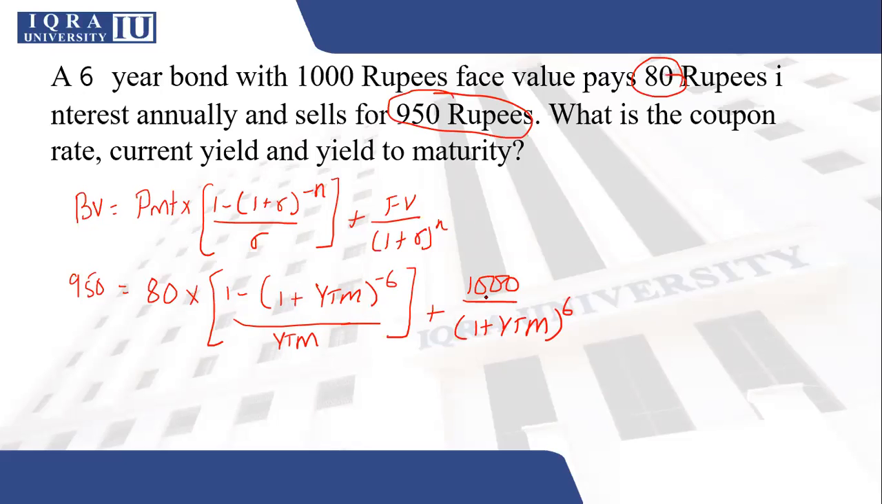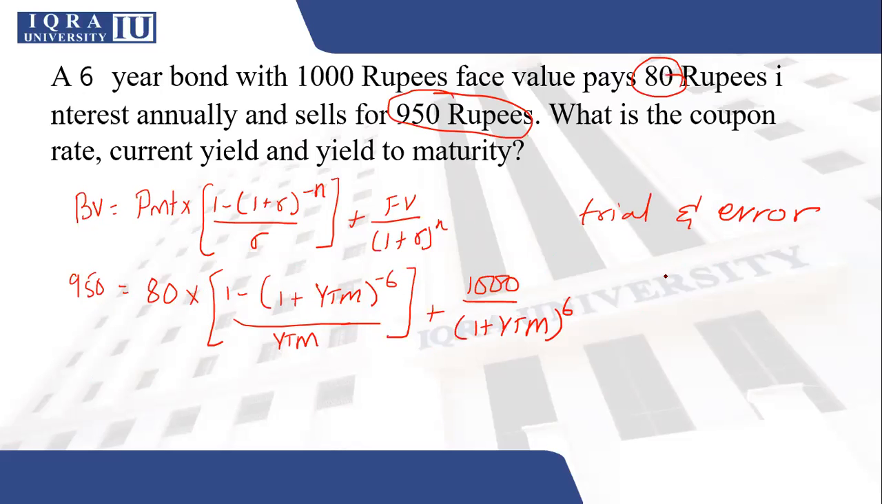Now you can see what you were doing before and what you are doing right now. Before you were given the rate and you were supposed to calculate the bond value. Now you're given the bond value and you're supposed to find out the rate, which is called your yield to maturity. So how are you going to solve this? You cannot keep YTM on one side and shift everything else to the other side like we used to do. You will have to use the trial and error approach. The trial and error approach means that you're going to assume different rates and see where your answer is coming 950.